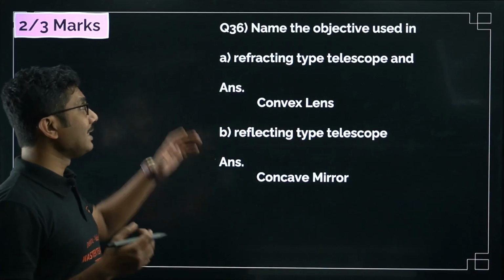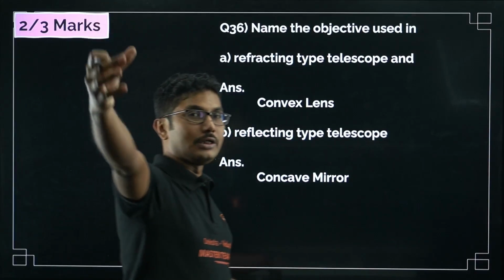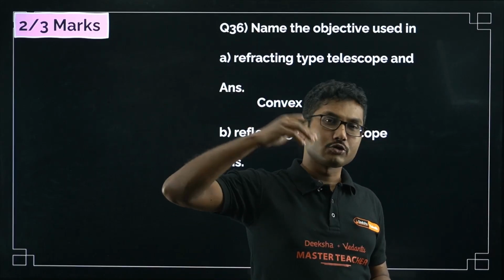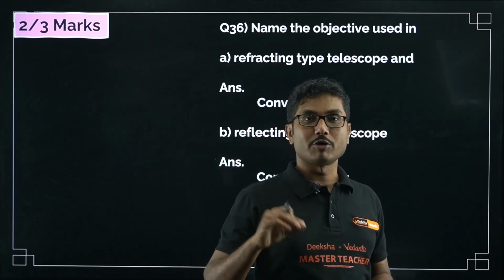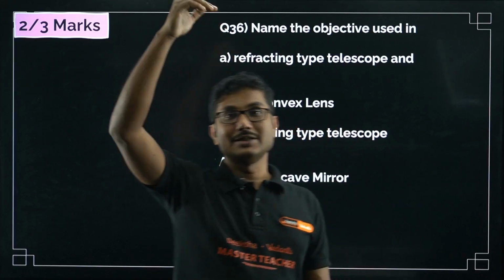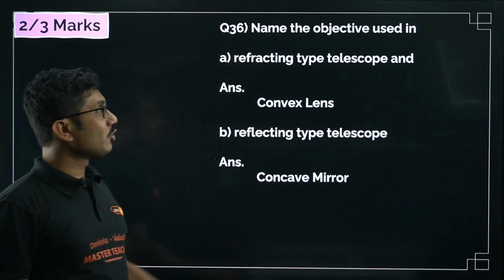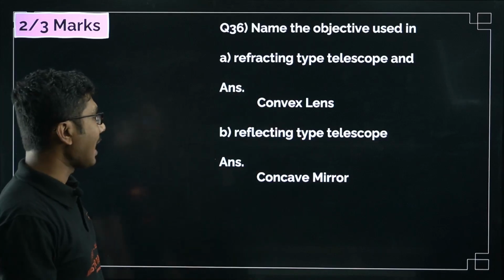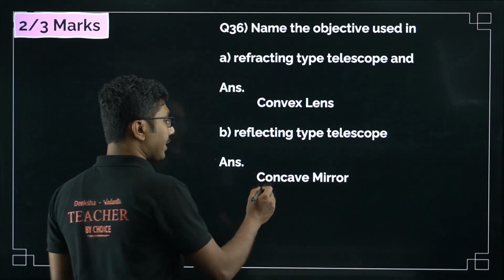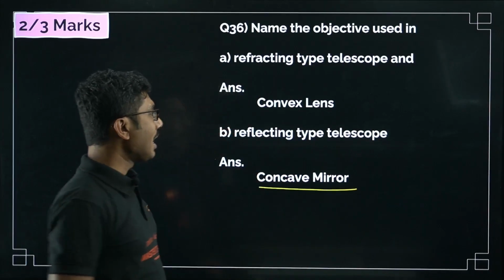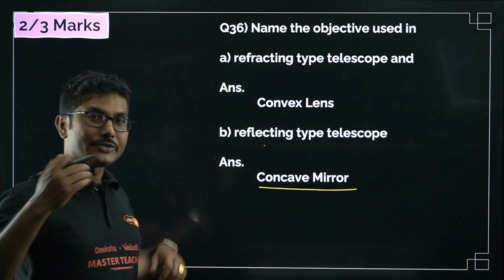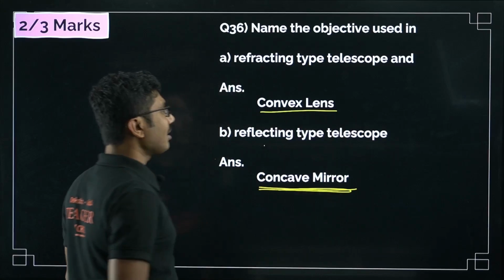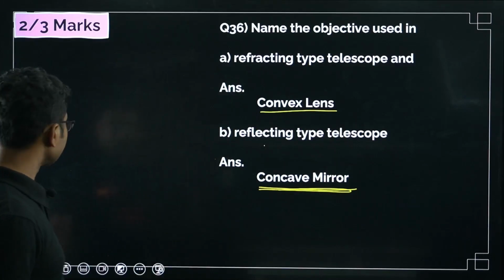Similarly, telescopes are also used to observe distant objects. Telescopes are for distant objects, microscopes are for closer but small objects. Telescopes are for distant but bigger objects. So telescopes generally use a convex lens for refracting type and a concave mirror, very important, a concave mirror for reflecting type. Reflecting means which is reflecting. It is a concave mirror for reflecting, convex lens for refracting.